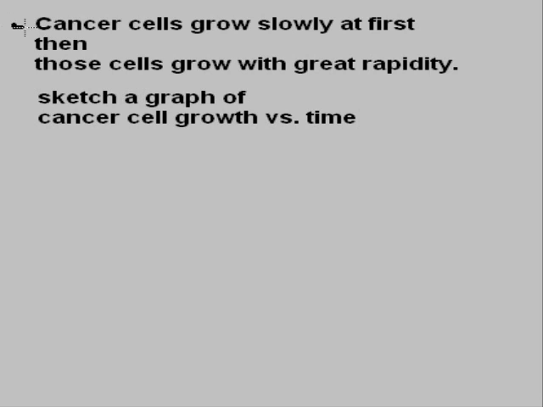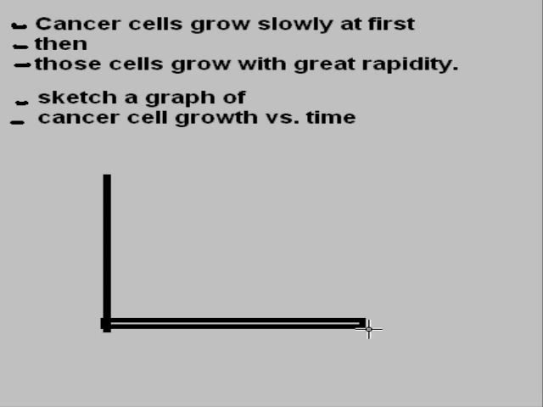So in this problem, cancer cells grow slowly at first. Then those cells grow with great rapidity. What we want to do is sketch a graph of the cancer cell growth versus time. First thing we do is we set up our graph, like so. And then the cancer cells do what? Well, they grow slowly at the get-go.